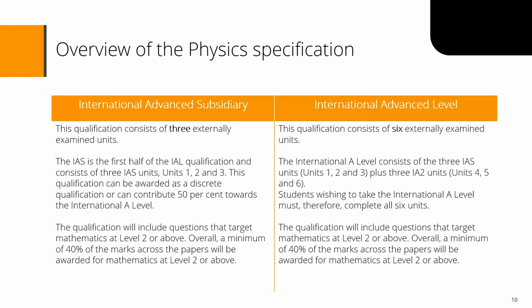Looking at the full A level, that consists of the full 6 externally examined units: the IAS units 1, 2 and 3, and 3 further units 4, 5 and 6. Students wishing to take the international advanced level need to complete all 6 units and assessment in them. It too includes questions that target maths at the same level, and again a minimum of 40% of the marks across the papers will be awarded for maths at that level, as you'd expect in a physics qualification.